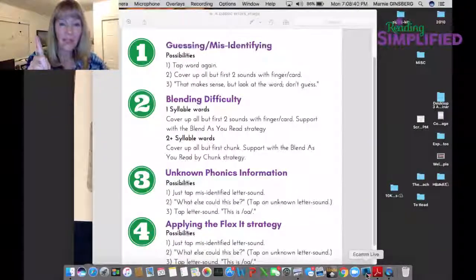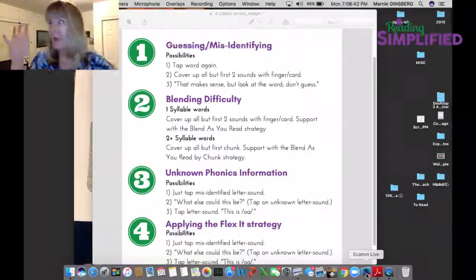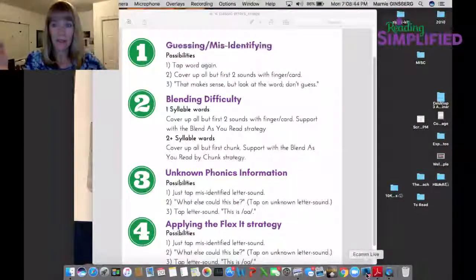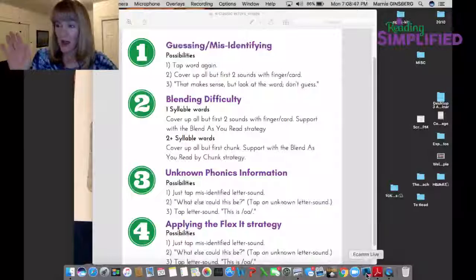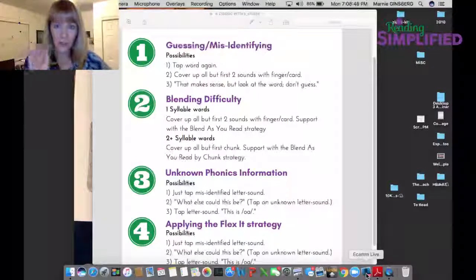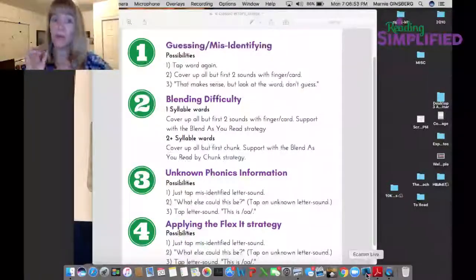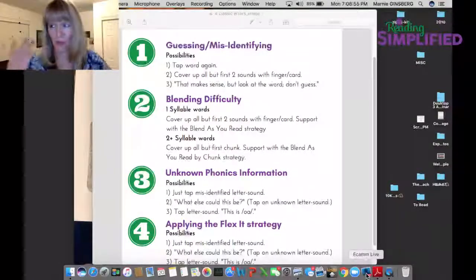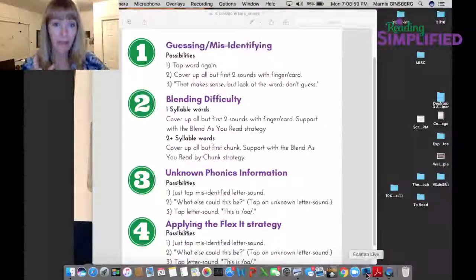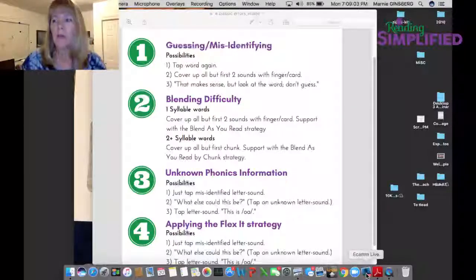The first one is guessing, just random guessing. So the student is reading, the bear walked across the road, and the student says the bear walked across the street. Okay, so that makes sense in the context, which is great, but road and street don't look anything like each other, so they obviously didn't look at the print, right? Or maybe this is sort of a slip-up of a misidentification.